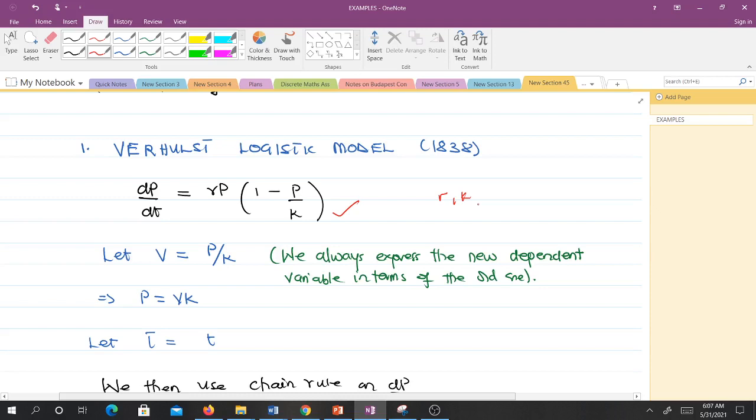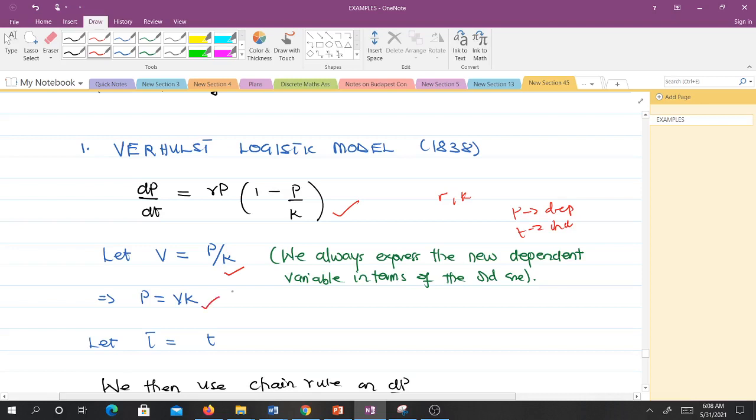So when we are starting, one approach that we can use is to create new variables to represent the old variables. We will create a new dependent variable, and that new dependent variable should be expressed in terms of the old one. Here, for instance, we know that from this equation we have two variables. P is the dependent variable and t is the independent variable. So I want to create a new dependent variable called v. I have to make sure I express v in terms of p. So I say let v be equal to p over K. That means p will be equal to v times K.